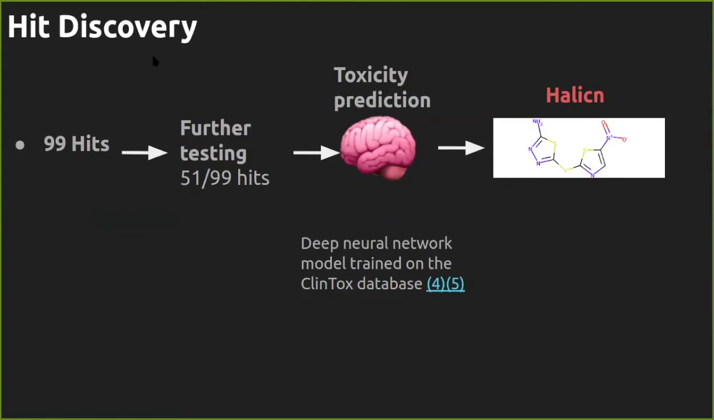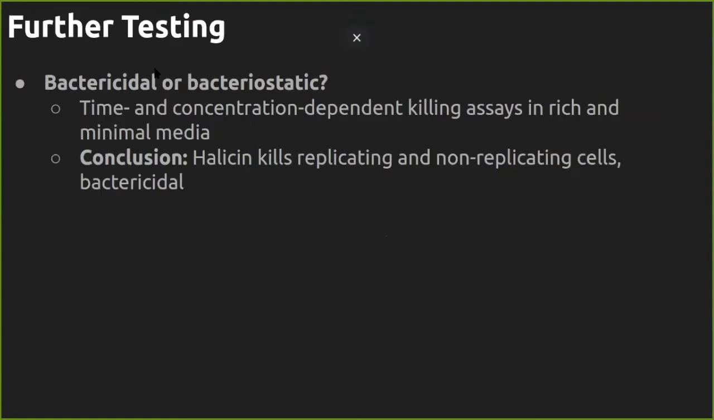Then of those 51 hits, they used a separate neural network that was trained on the ClinTox database, which is essentially a large database which contains compounds and their clinical toxicity in various assays. And they used this to choose the compound with the lowest predicted toxicity. And the compound with the lowest predictive toxicity of the active compounds was halicin, this kinase inhibitor. Then further testing began, and boy, was there a lot of further testing.